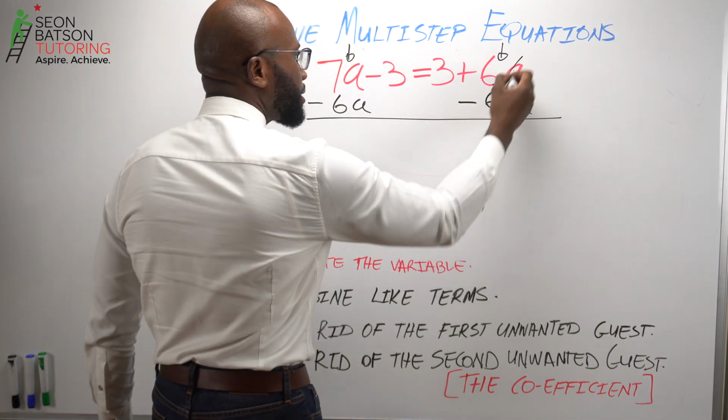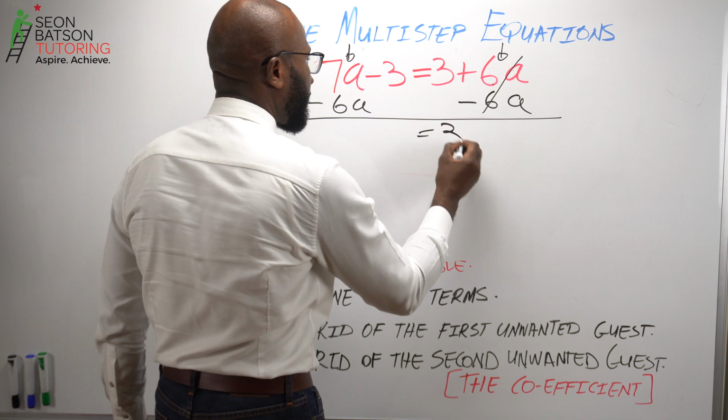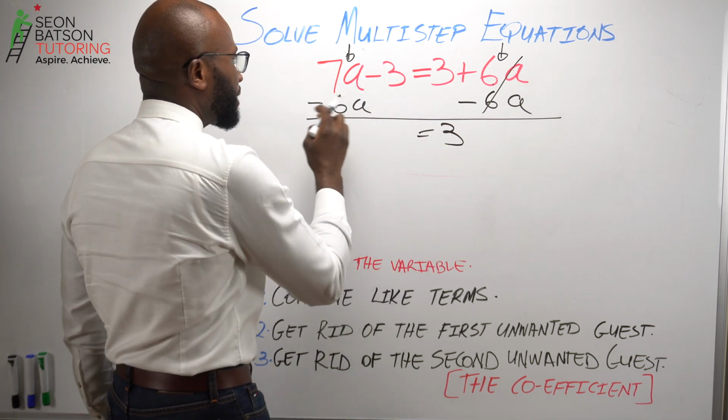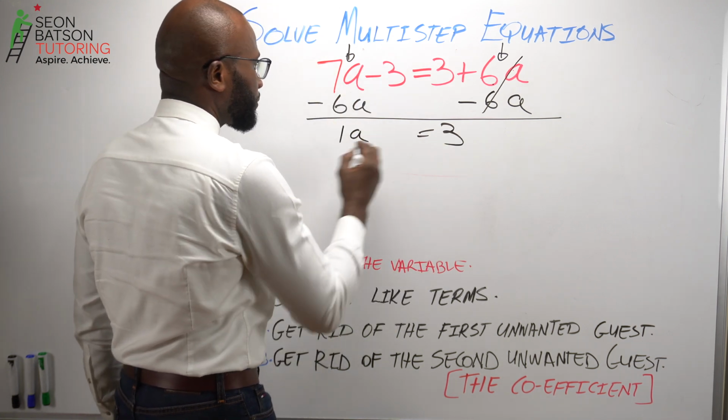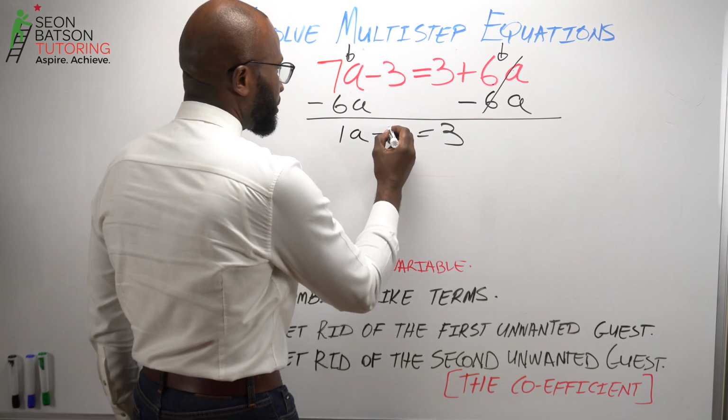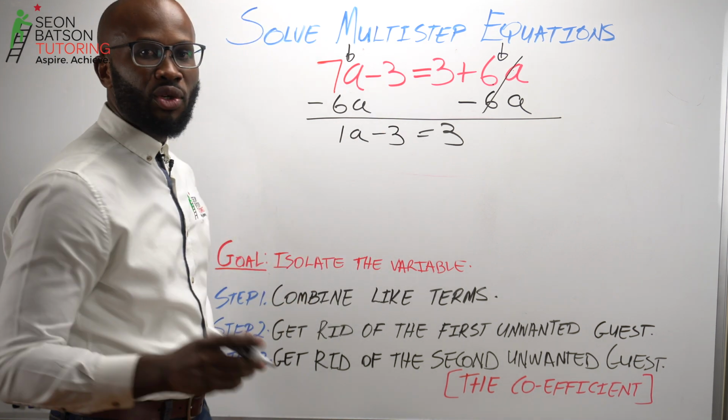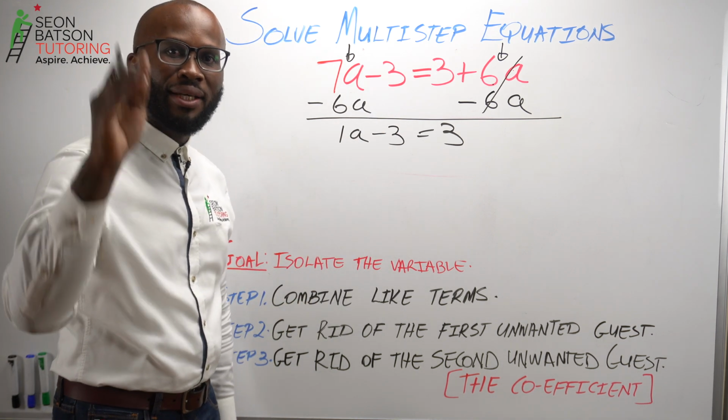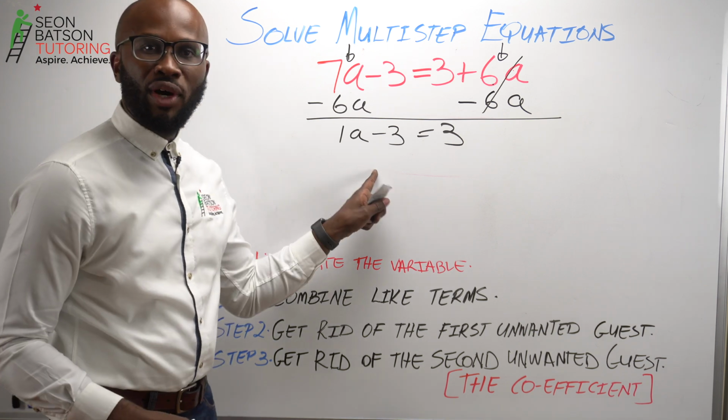6a take away 6a is 0, that's gone. So we're left with just 3. And 7a take away 6a will give me 1a. And we have minus 3 left. So we have successfully combined our like terms. Yes? So far so good?